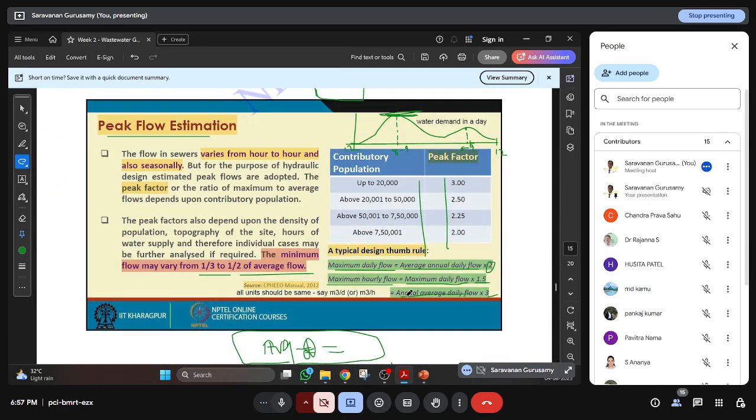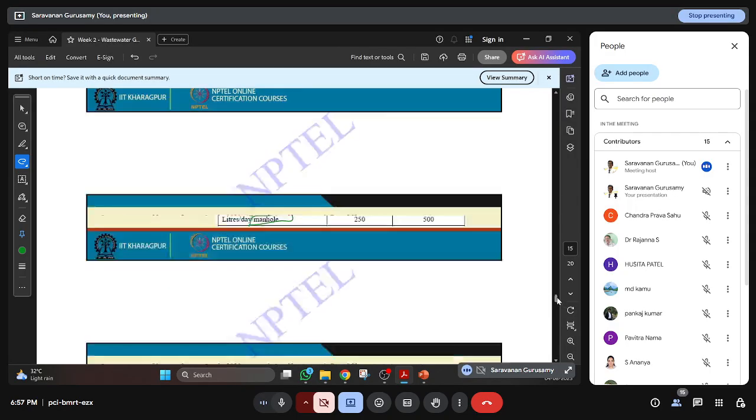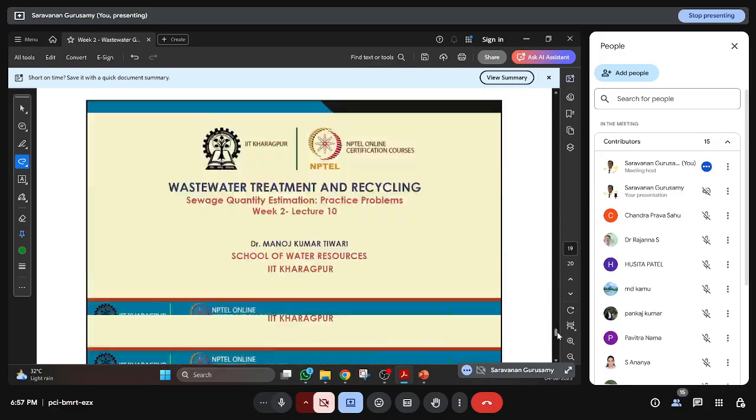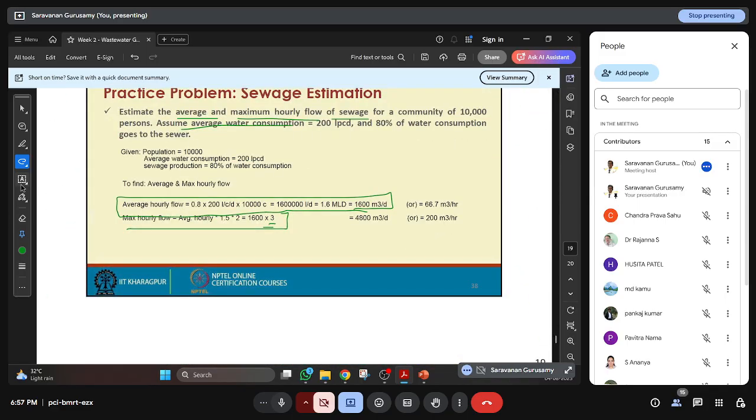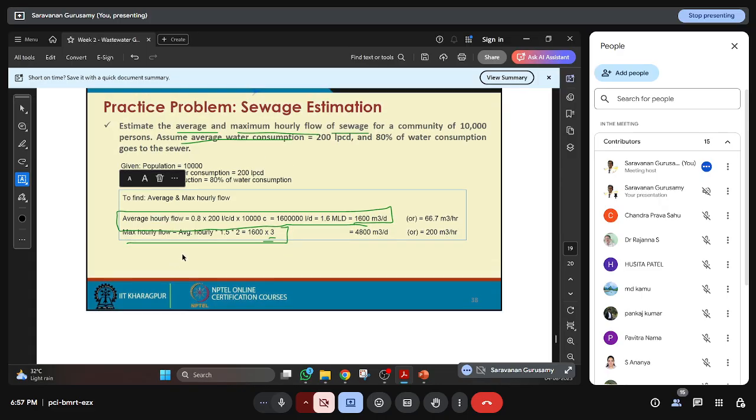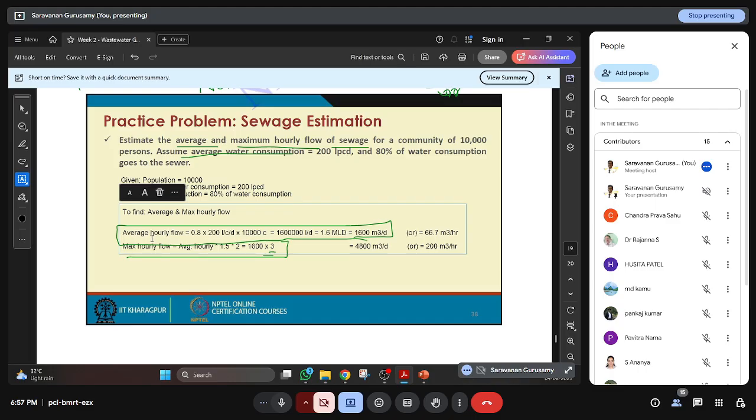See, if you want the maximum hourly, you have to multiply annual average daily into 3. Sorry, that is annual daily. Let me change that formula. Average.